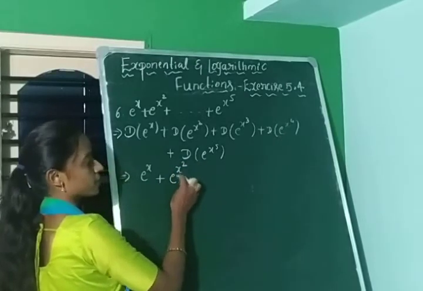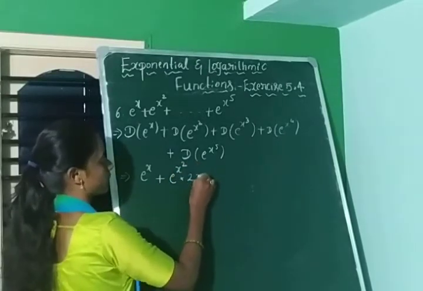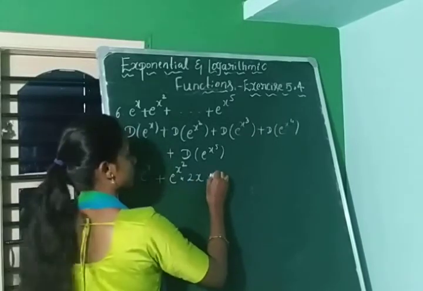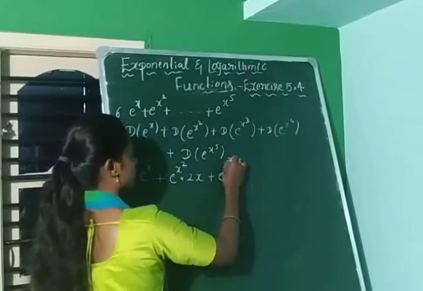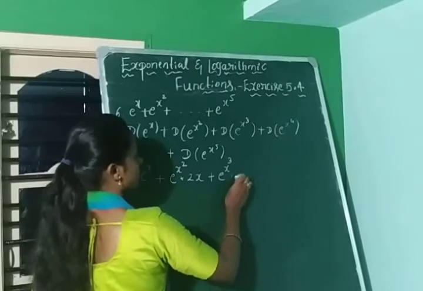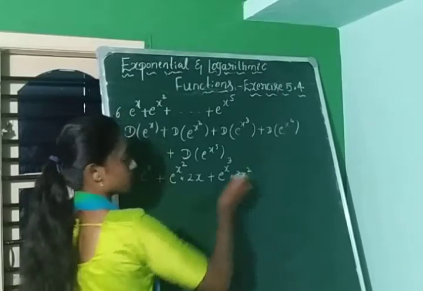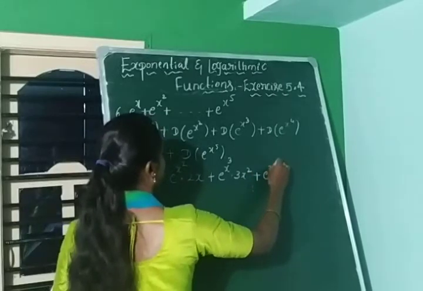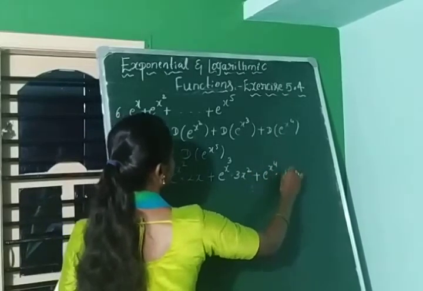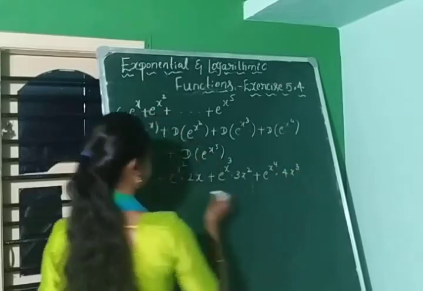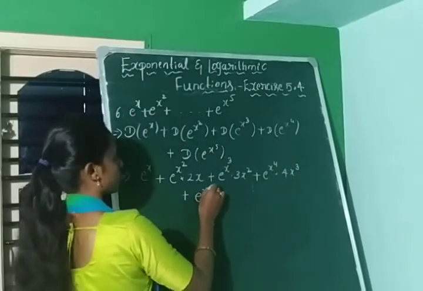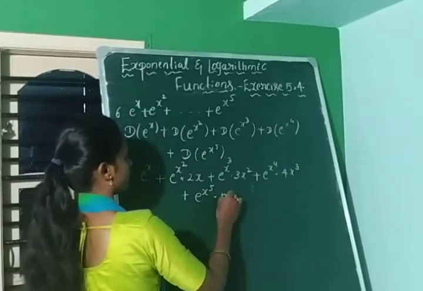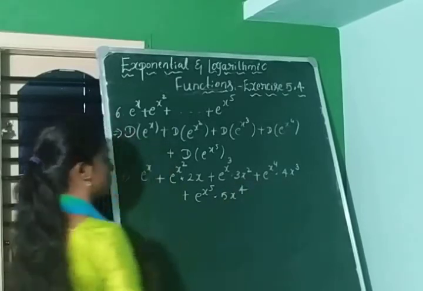Again you need to differentiate. x square is nothing but 2x. Okay. So e power x cube is e power x cube only. X cube derivative is 3x square. Hope you guys are getting this point. And e power x power 4 into 4x cube. And the last is e power x power 5 into 5x power 4.